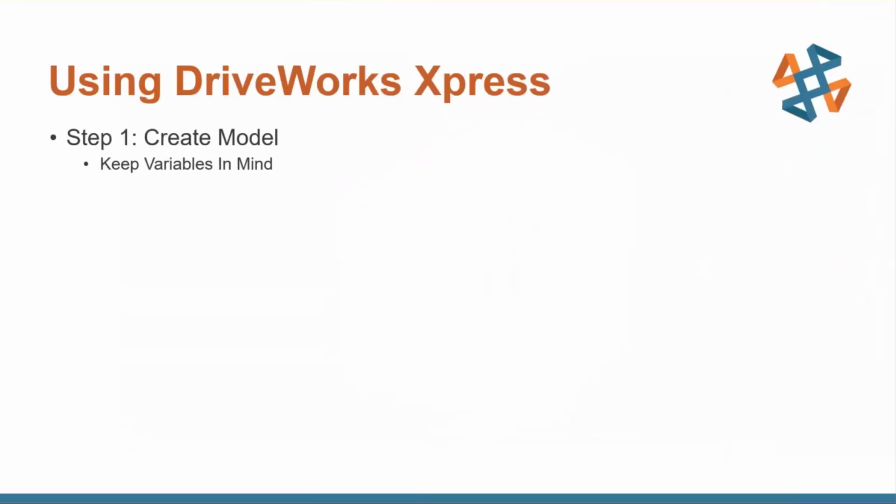So, step one with Driveworks Express, and in my opinion and in my experience, this is the most important part, and that is to create a very robust model. You need to keep the variables in mind that you would like to control. You need to think about design intent, and the model needs to have a very robust design intent. It needs to be created in a way that you can pretty much change any parameter and you do not get any rebuild errors, because if the software wants to change it and you get rebuild errors, I think we can all agree that's probably not something we want to happen.